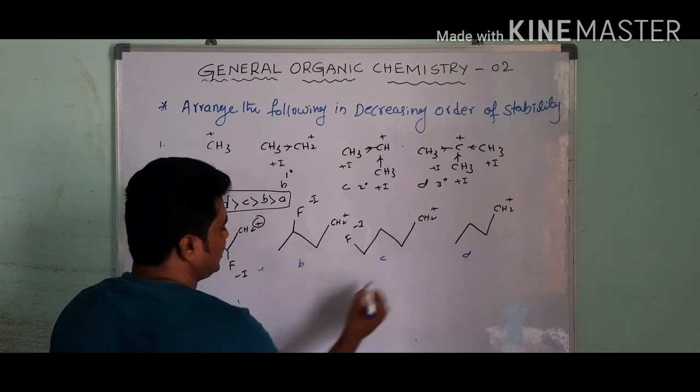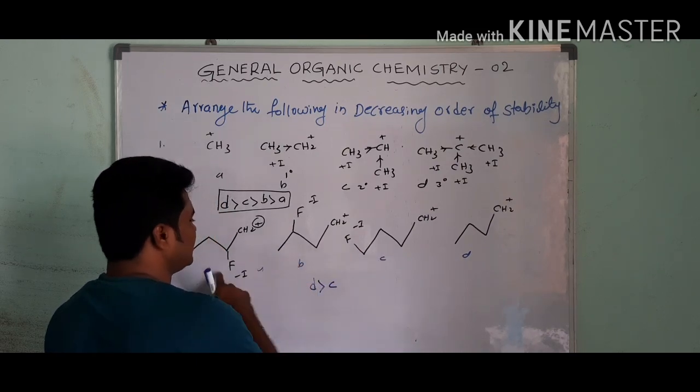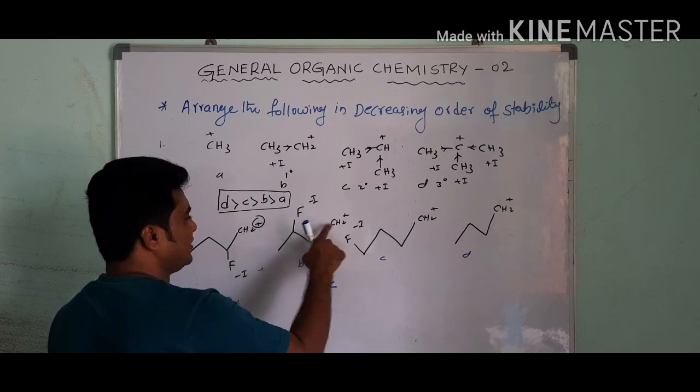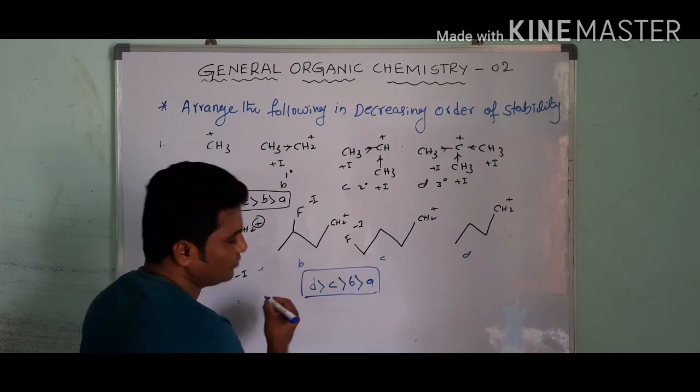So what would be the stability order? D is the most stable. Then after that C will come. Just compare these two: this is a little bit far away from this carbocation. Then B will come, then last A. This is the stability order. Write down these two questions.